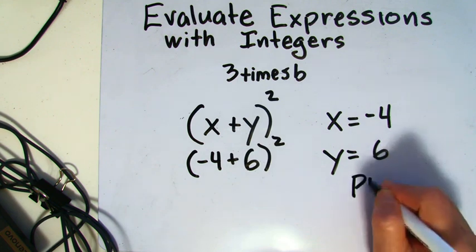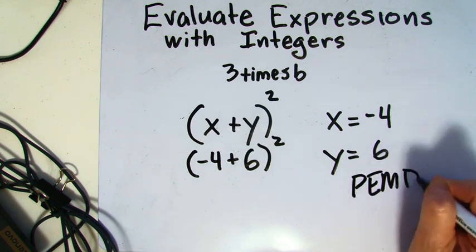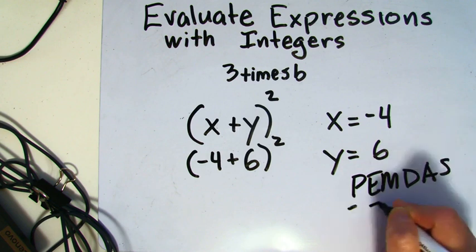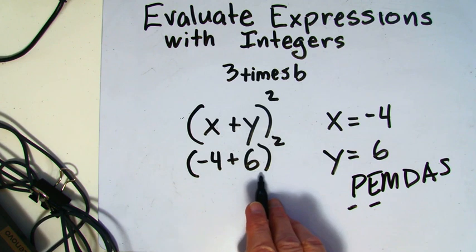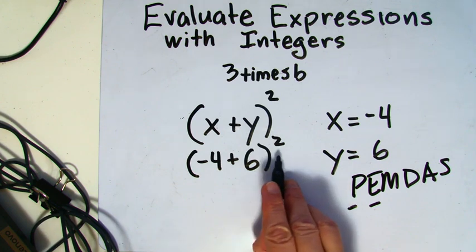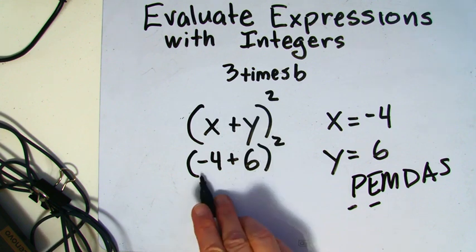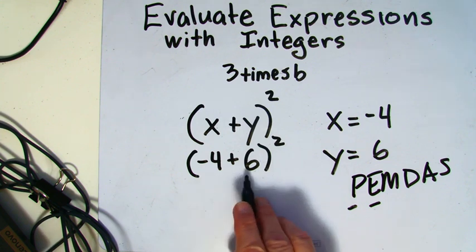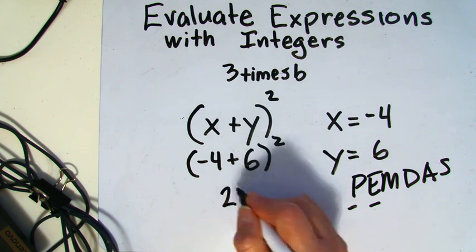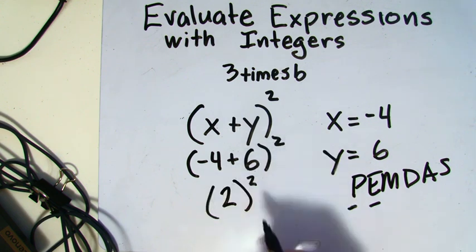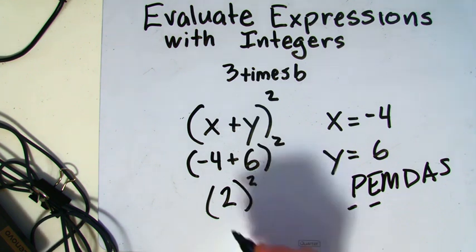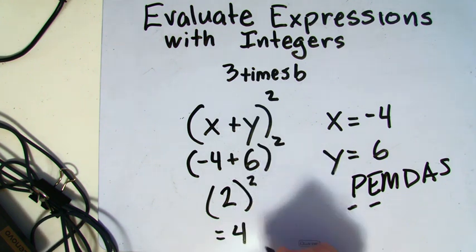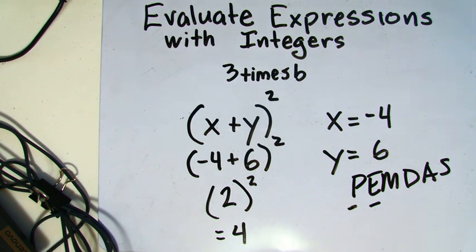So PEMDAS, if you remember, we do have parentheses and we do have exponents. So we're going to evaluate what's inside the parentheses first and then square that result. -4 plus 6 is going to be a +2, and 2 squared, remember the exponent tells us how many times we're going to multiply that 2. 2 times 2 is going to be 4, and that's going to be your answer.